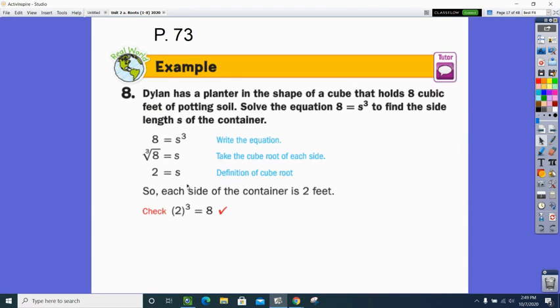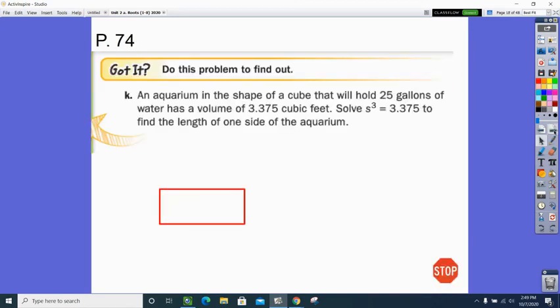So notice they got an answer of 2. And don't forget to put your units. They told us up here it holds cubic feet, so your answer would be feet. Not square feet, that would be area. Not cubic feet, that would be volume. The length of one of the sides would be 2 feet, straight measurements.